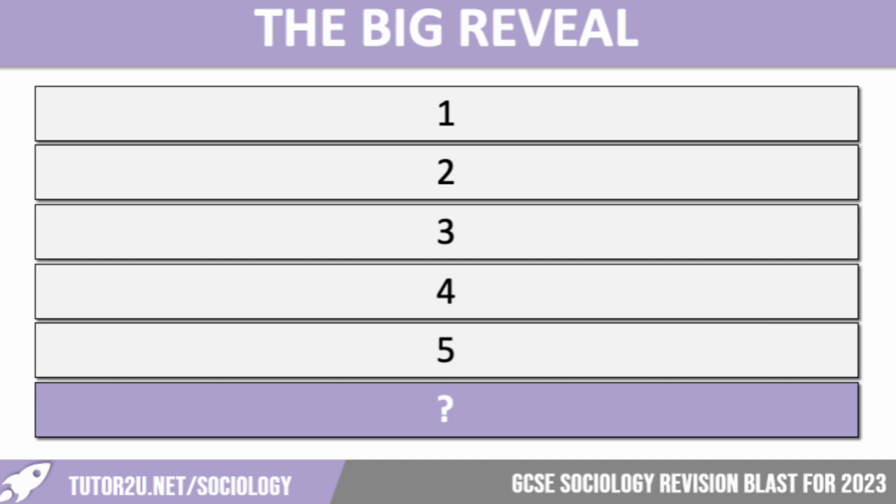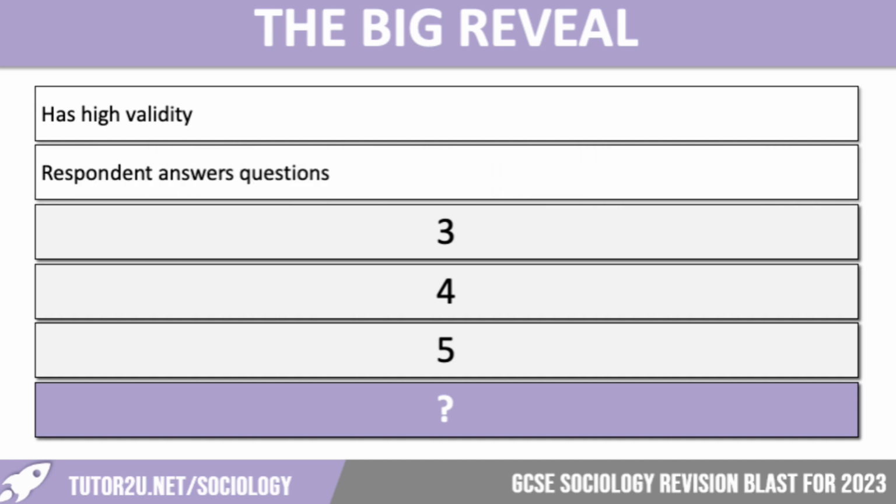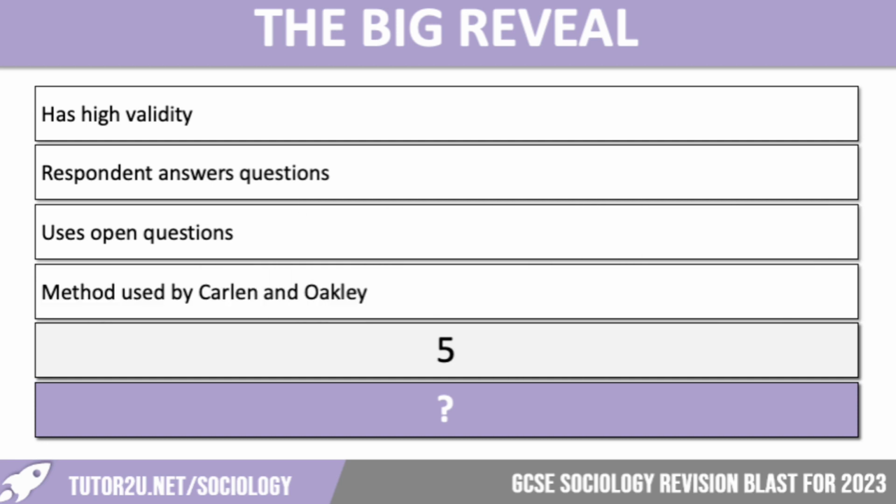Right, I'm going to move on to some big reveals. We've got three of these. So you need to try and work out what the answer is before all the clues have been revealed. Number one, it has high validity. Two, respondents answer questions. Three, uses open questions. Four, it's a method used by Carlin and Oakley. And number five, there is no interview schedule. So what type of research method are we talking about here?